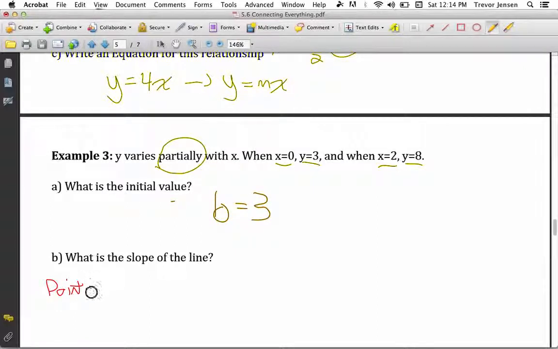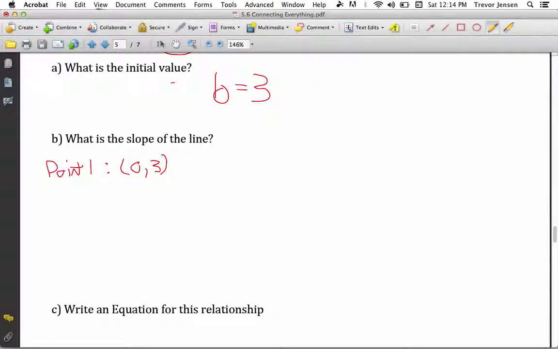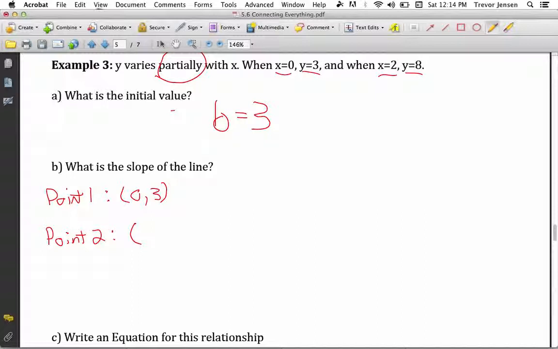Point 1, which is 0, 3. And we need our second point, point 2, which tells us when x is 2, y is 8, so that's our second point.